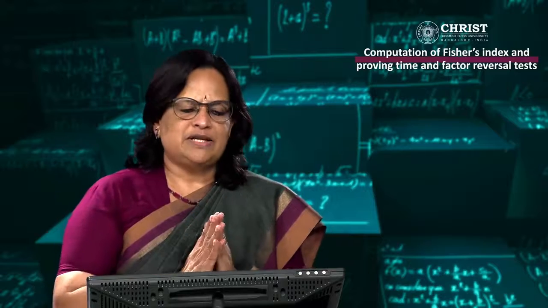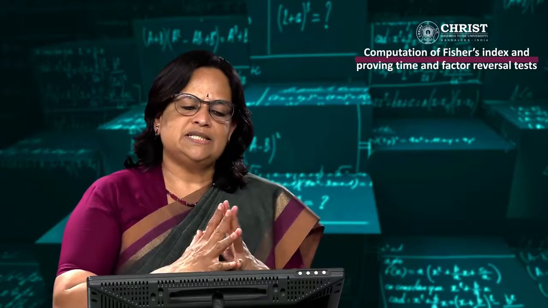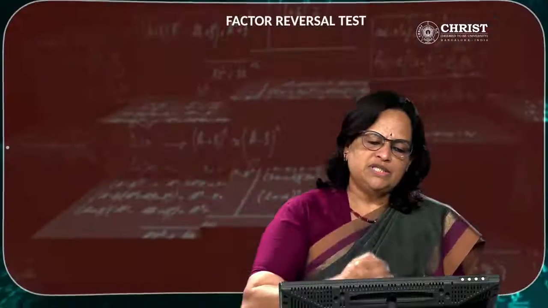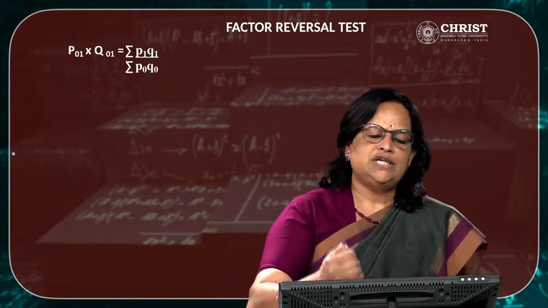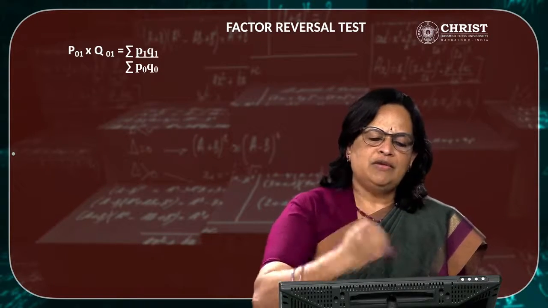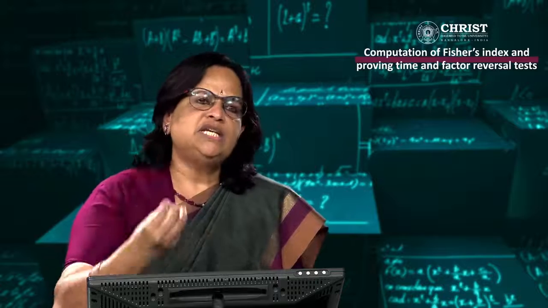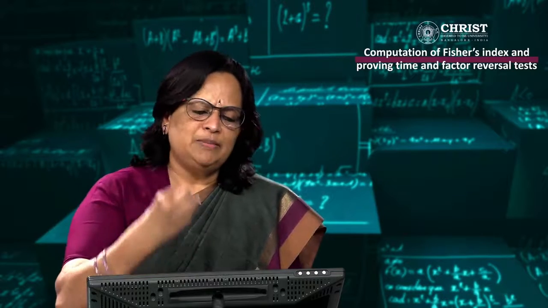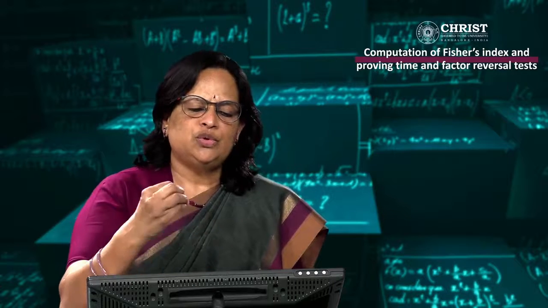Now let's come to the factor reversal test. In the factor reversal test we have to prove that P01 into Q01 is equal to sigma P1 Q1 divided by sigma P0 Q0. That means whatever values we have considered as price, now we are changing it as quantity. Then the ultimate figure should be sigma P1 Q1 divided by sigma P0 Q0.